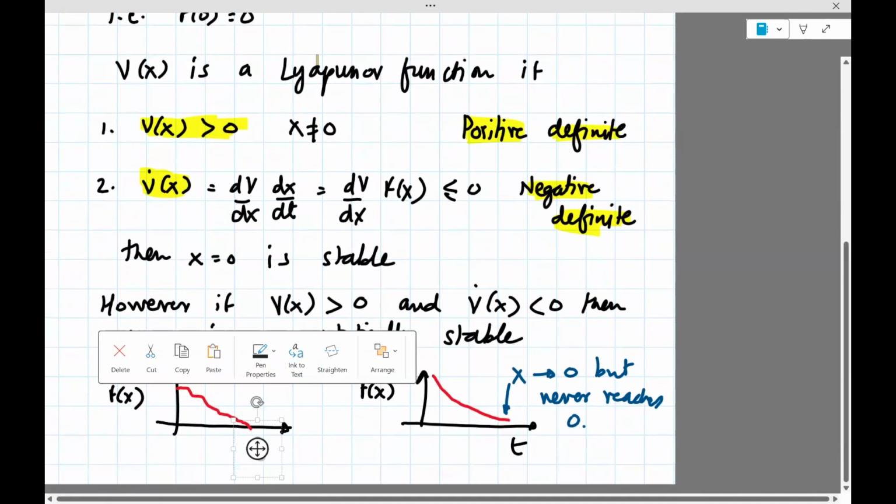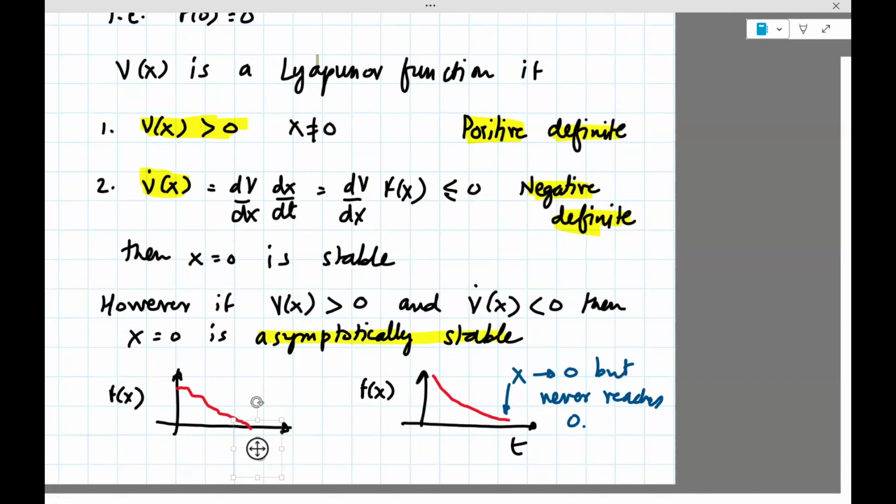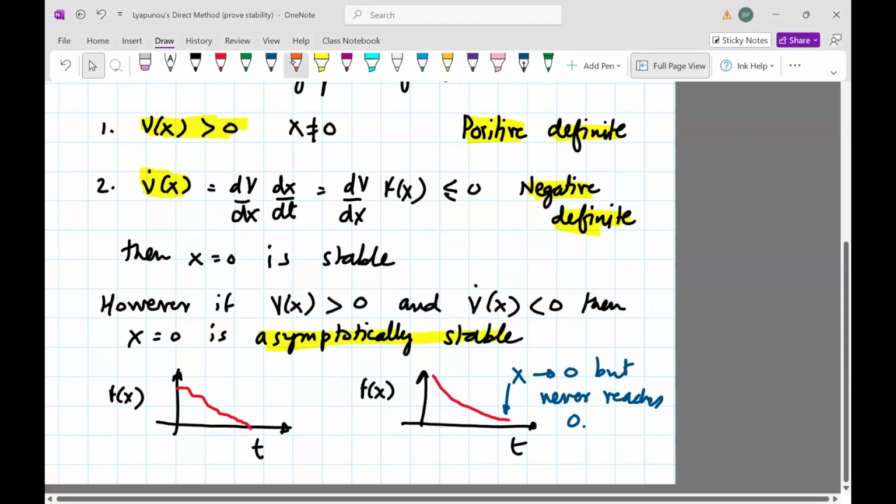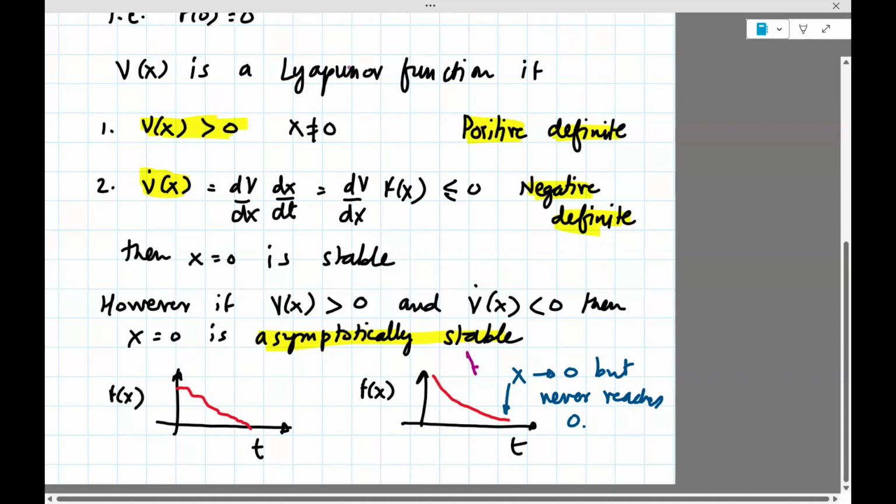Then this is just saying what is asymptotically stable. When something is asymptotically stable, it goes to 0, but never really goes to 0 at infinite time. It takes infinite time to go to 0. For most cases, going close to 0 is acceptable, and they are fine with that. So that is asymptotically stable.